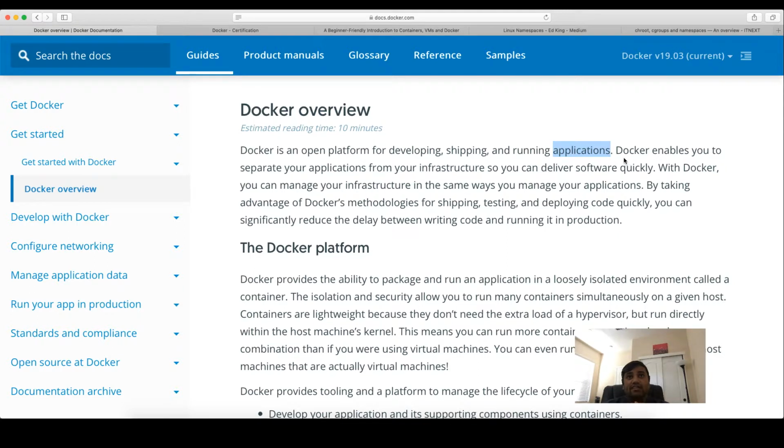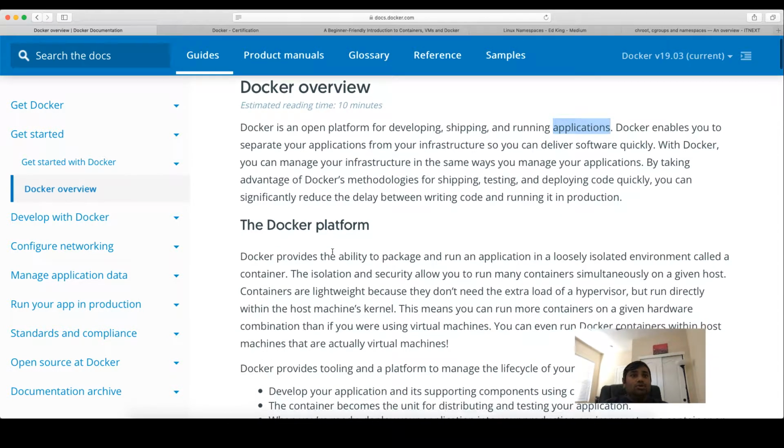That's why the second line clearly says Docker enables you to separate your application from your infrastructure so you can deliver software quickly. There are other great details about Docker that you can make use of. Docker provides the ability to package and run an application in a loosely isolated environment called a container. So that is another beauty.